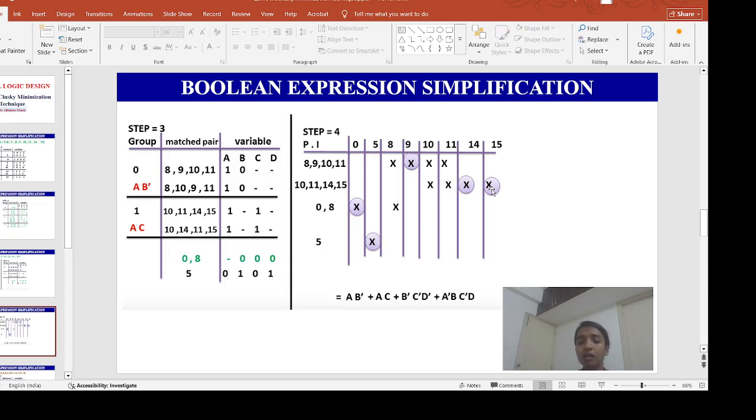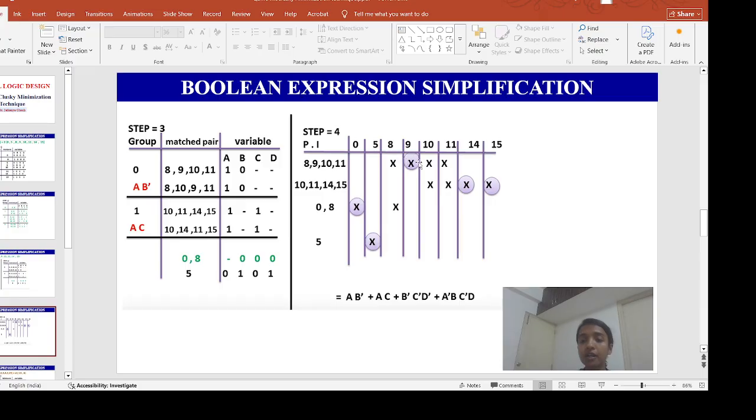Now, once you have put a circle on them, from there you have to write the expression of this. So how can we write the expression of it? If it is x, this is a cross, right? How can you write the expression? So this is across 8, 9, 10, 11. What is my prime implicant? AB bar.